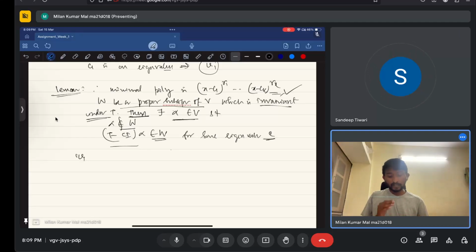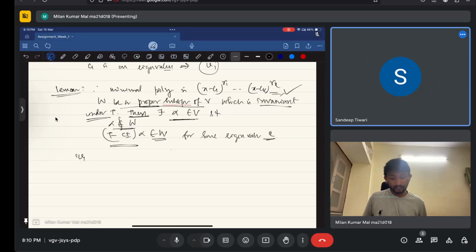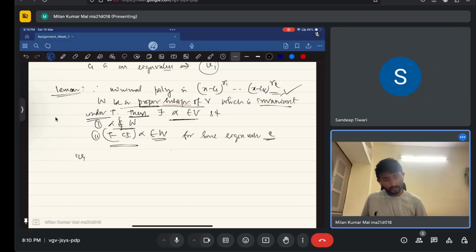If W is a proper subspace, then there must exist alpha in V such that alpha is not in W. But we will find an alpha which is not in W, but (T minus c I) alpha is in W for some eigenvalue c. That eigenvalue depends on alpha. So these two are giving existential claims.